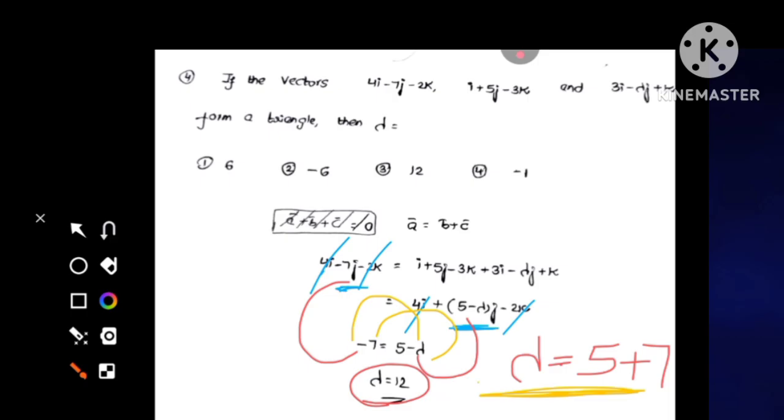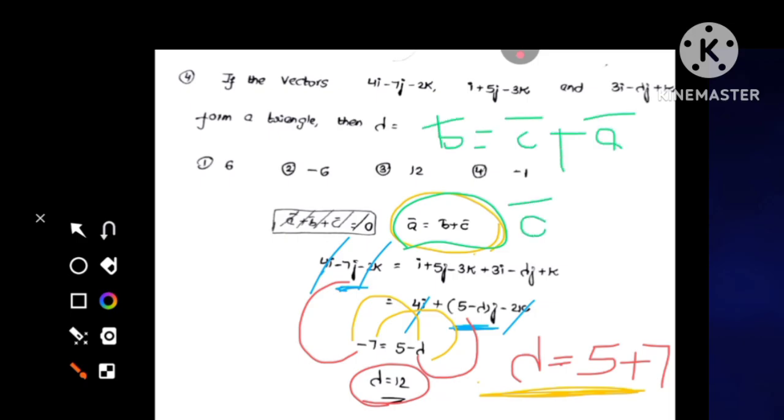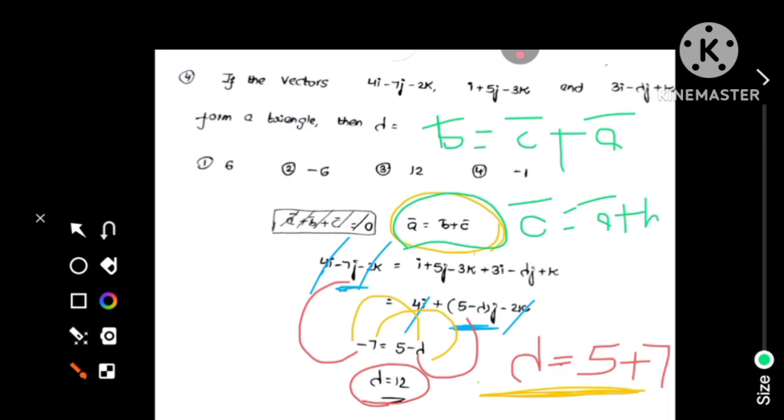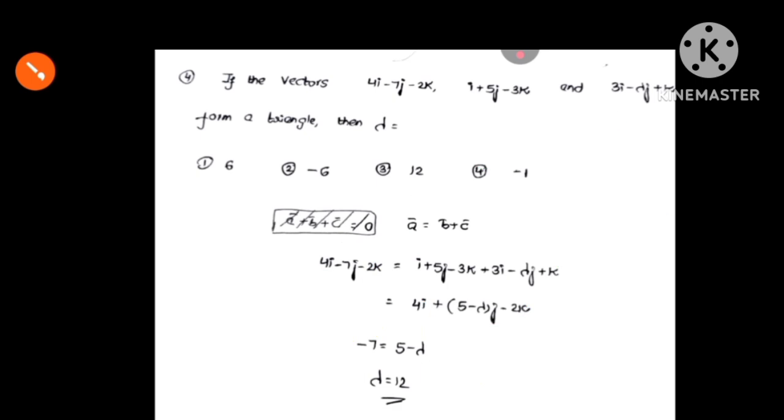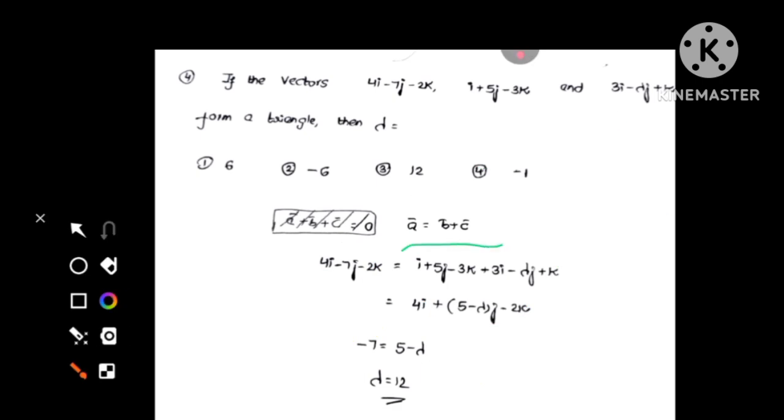So here, if anybody has a doubt about why we are taking A bar is equal to B bar plus C bar, we could take B bar is equal to C bar plus A bar also, or C bar is equal to A bar plus B bar. But why are we taking the result like this one only? The reason is, once you check the values here, only if these two terms get cancelled, then directly you will get the j value.